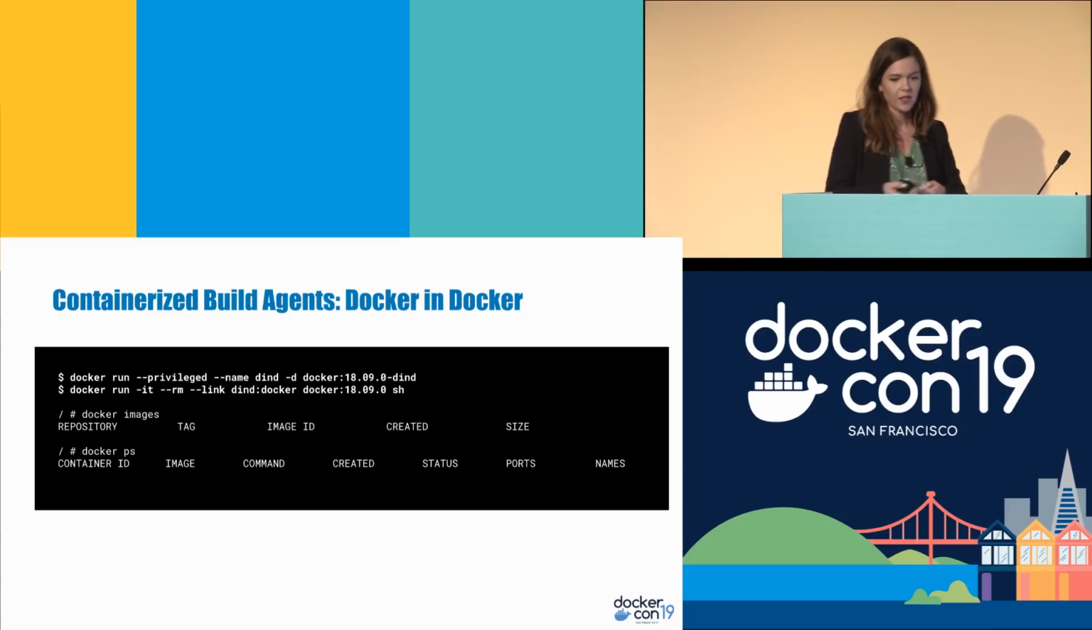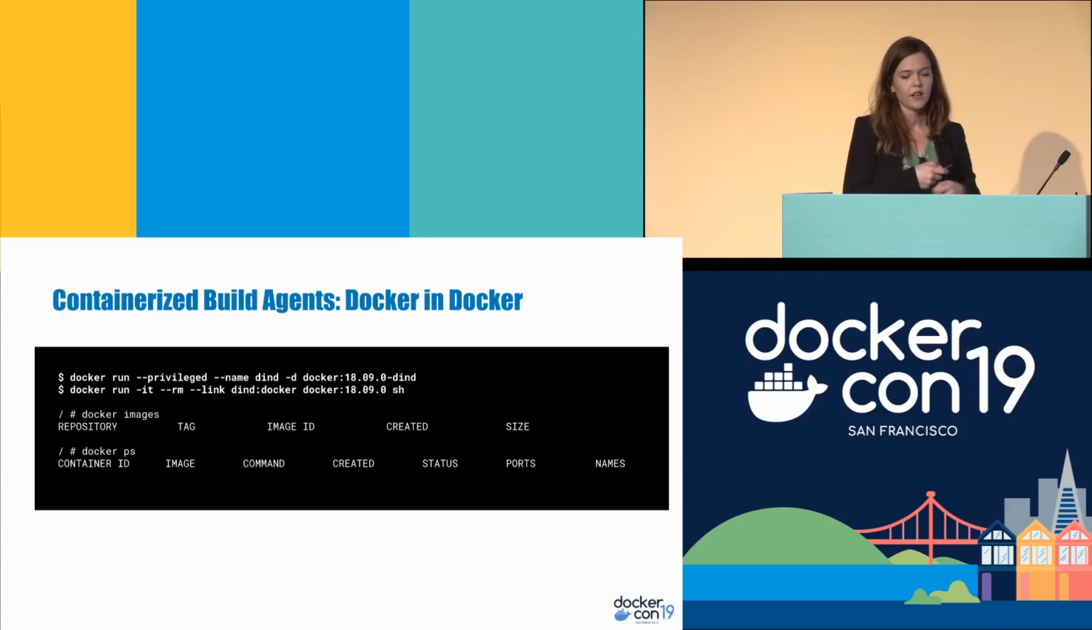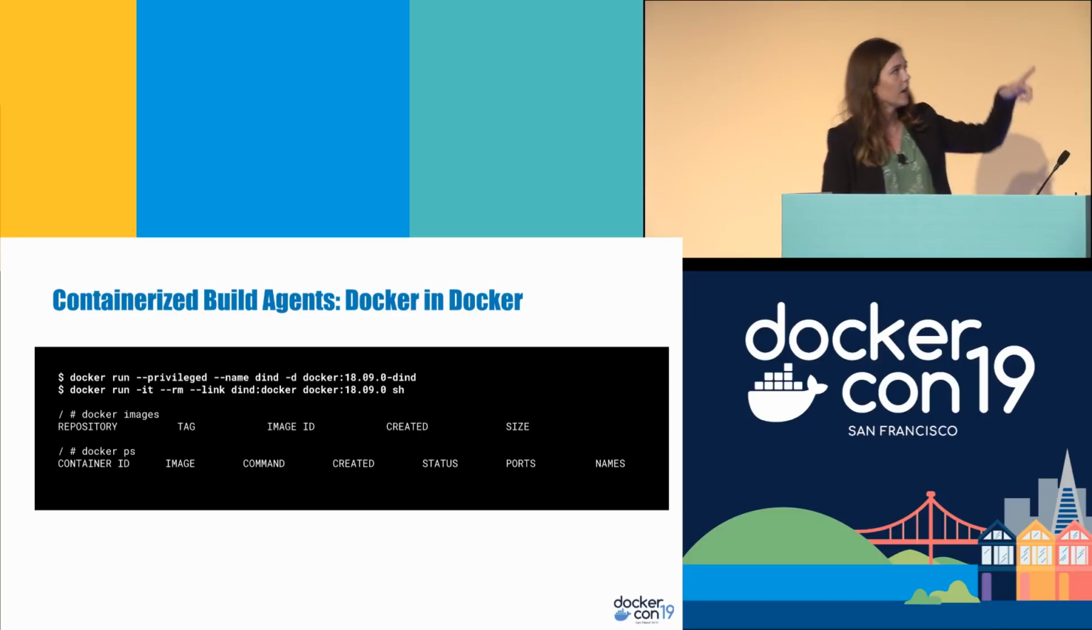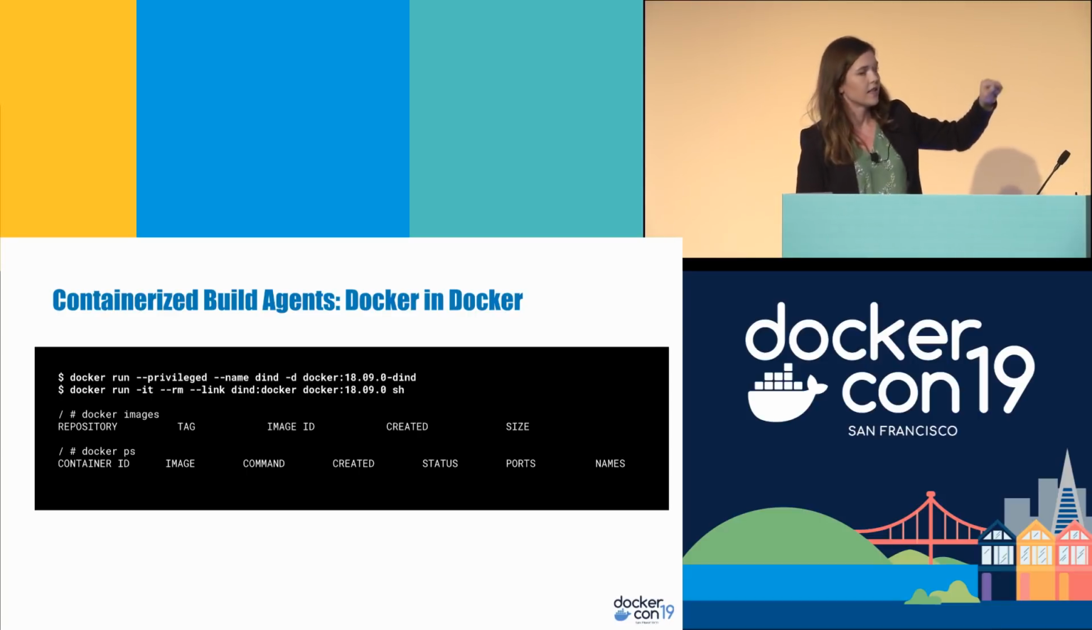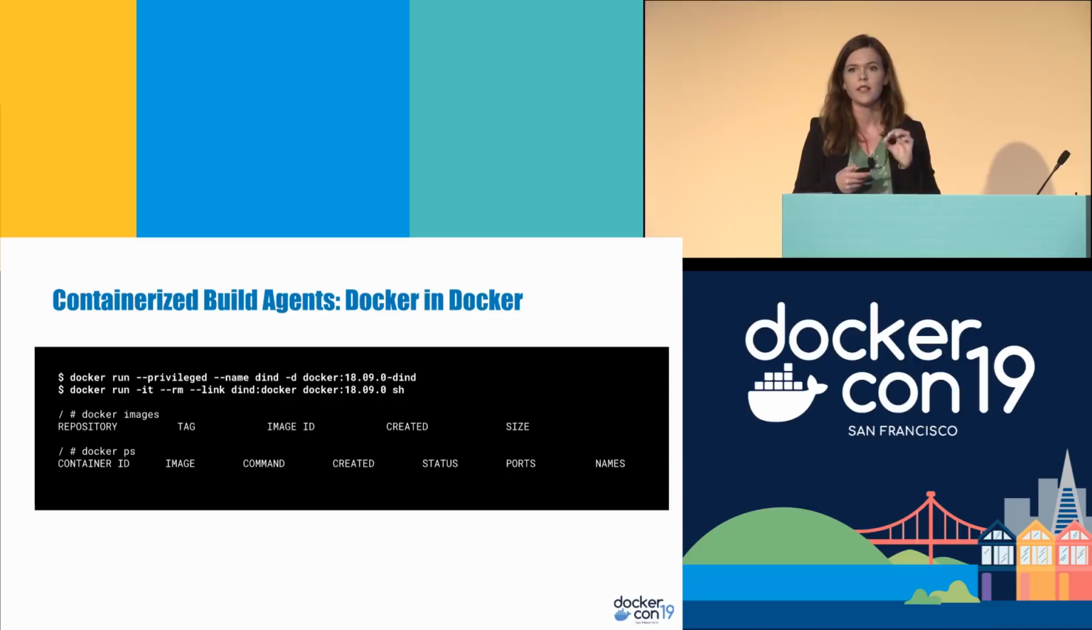This is a little bit what it looks like. You can run a container, have a special Docker in Docker image, and then inside the container have access to the Docker daemon. That's one way to do it. You can see here I'm running an image, and then I can say docker images, docker ps from inside of the container, and then control my build process that way.